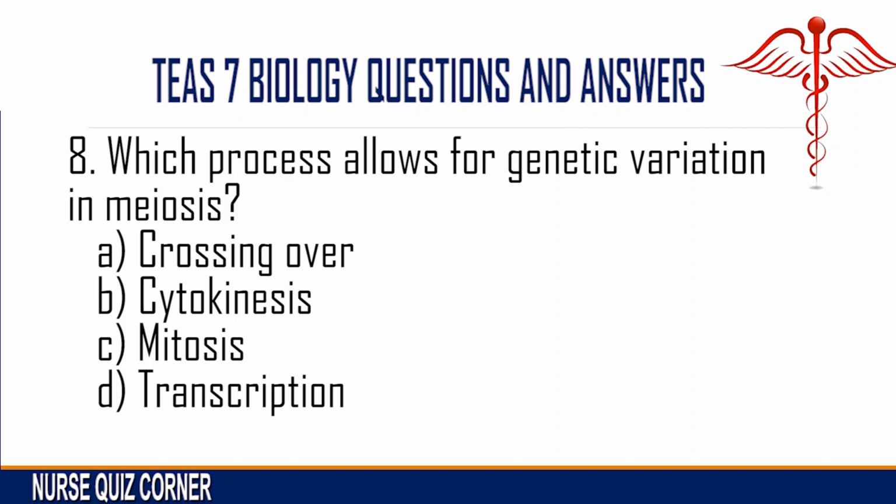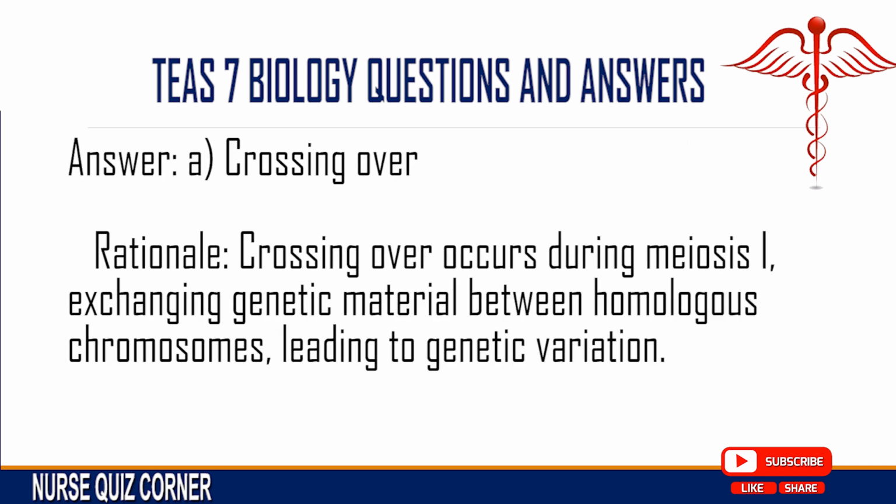8. Which process allows for genetic variation in meiosis? A. Crossing over. B. Cytokinesis. C. Mitosis. D. Transcription. Answer: A. Crossing over. Rationale: Crossing over occurs during meiosis 1, exchanging genetic material between homologous chromosomes, leading to genetic variation.